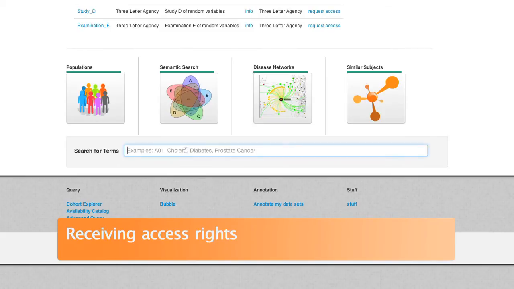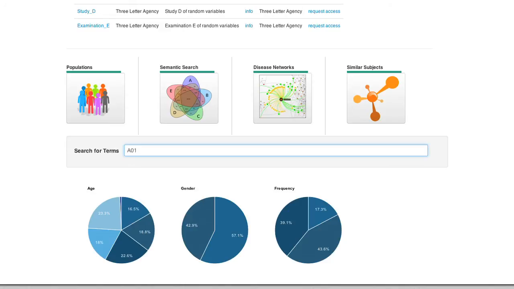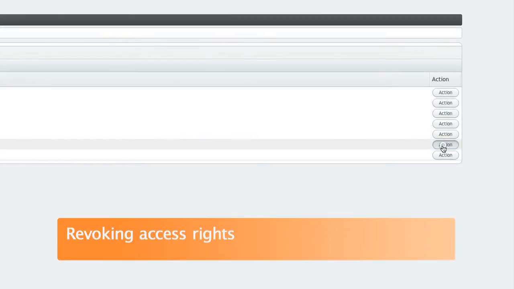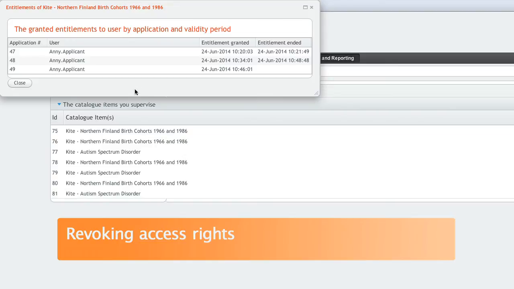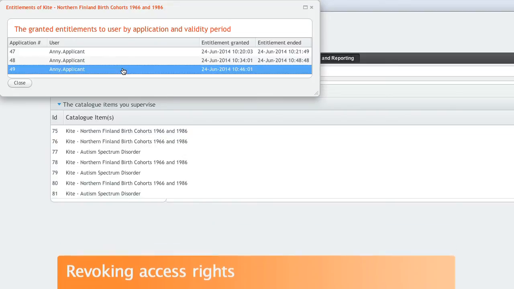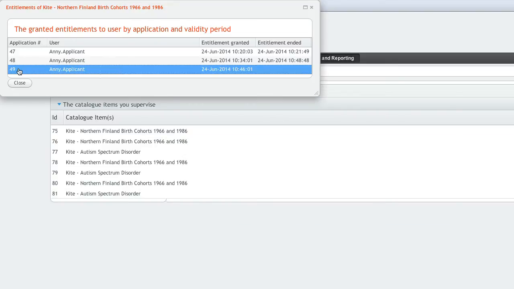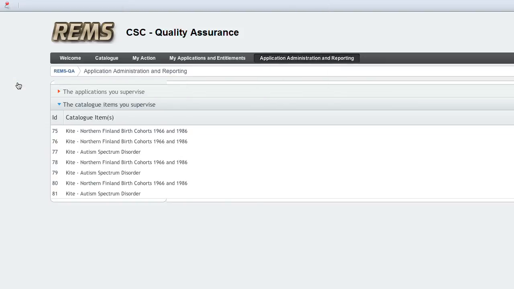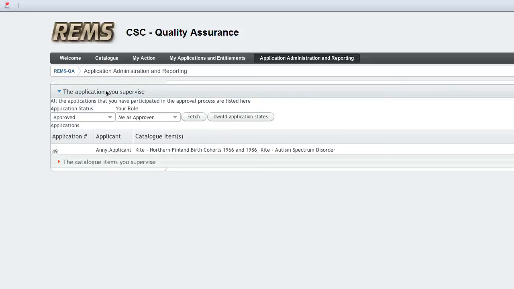Now the new user Anny receives an email confirming her access rights. She is now able to make queries to the dataset she requested. Access rights can also be revoked easily in REMS. In a situation where access rights must be revoked, for example, for a particular dataset, the responsible person at KITE Biobank can see who has access to this particular dataset from REMS and revoke the access rights in question.